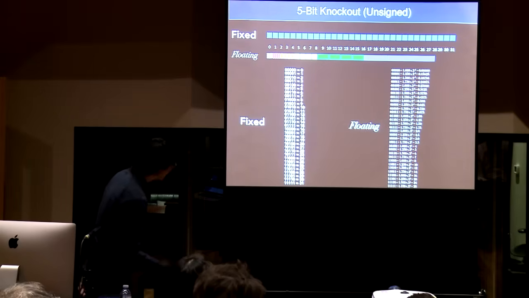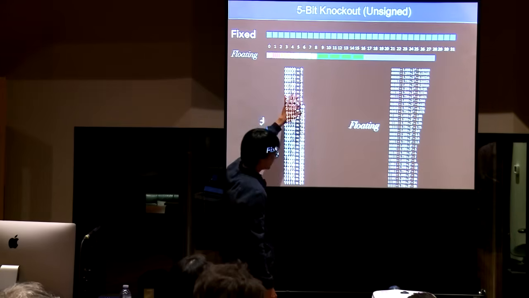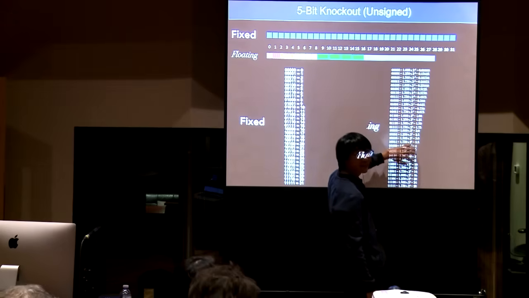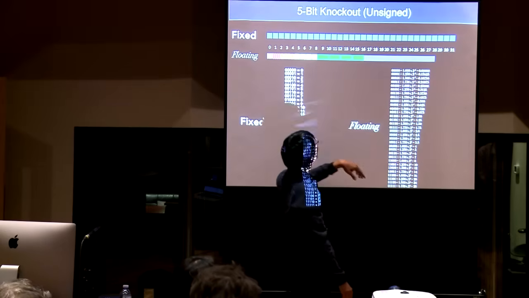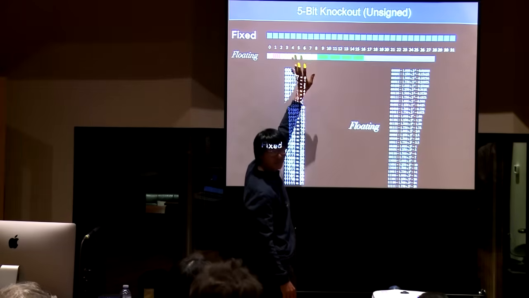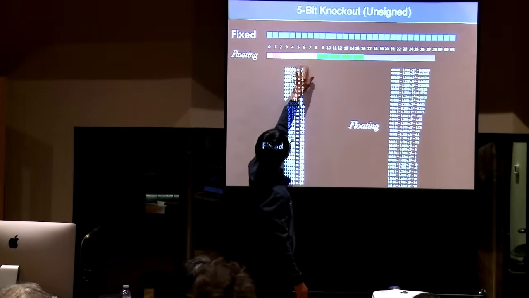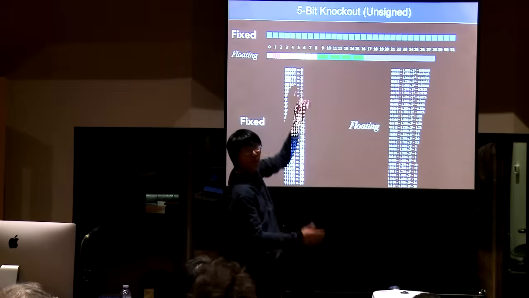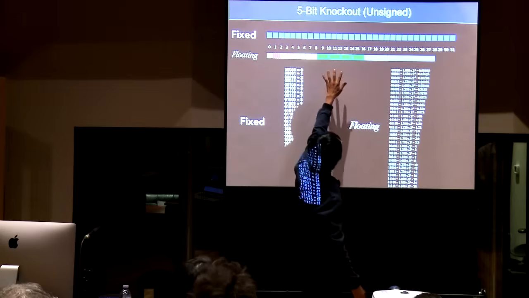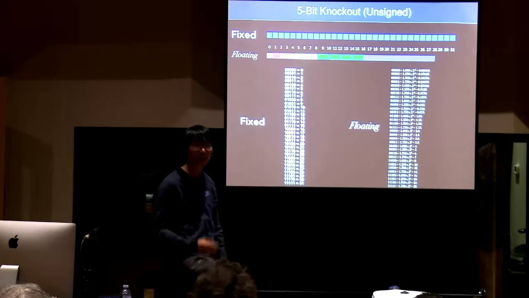Oh, and one thing to note is if you look at the number, this is one interval, and about here, 4, 5, 6, 7, 8, that's one as well. And that is where it's about the same. So when the numbers are smaller than this range, floating point has more representation. When it's larger than this range, fixed point has better representation.